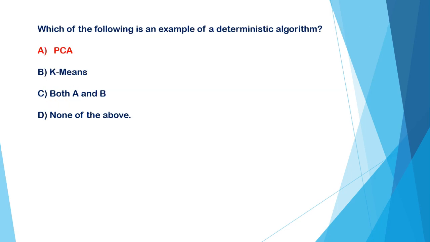Which of the following is an example of a deterministic algorithm? A. PCA, B. k-means, C. Both A and B, or D. None of these. And the correct option is A, PCA.